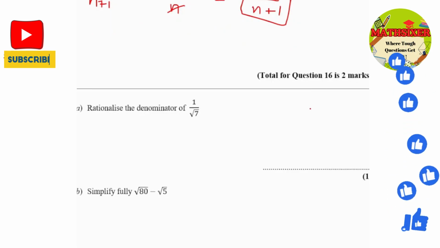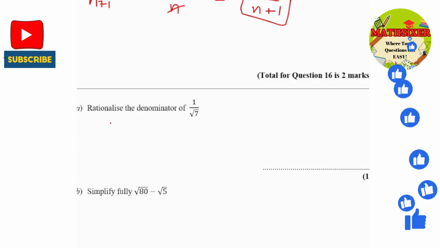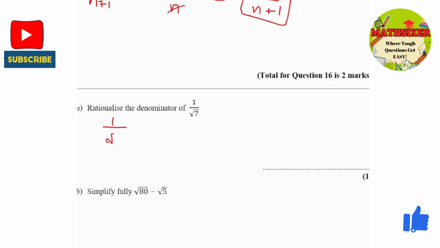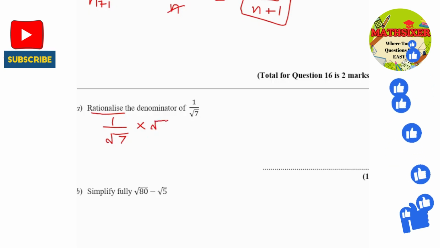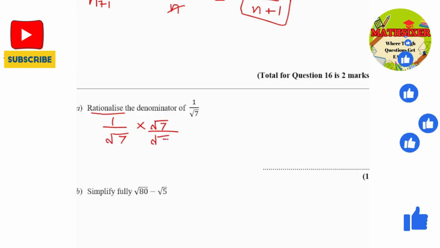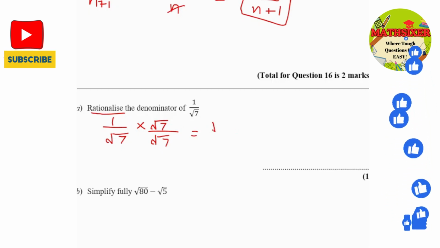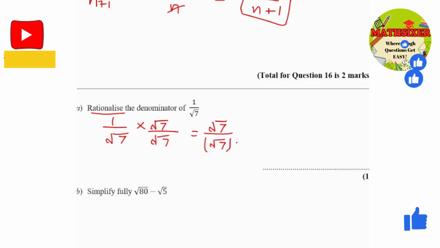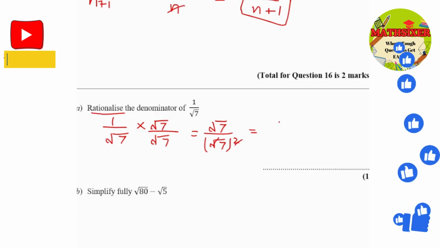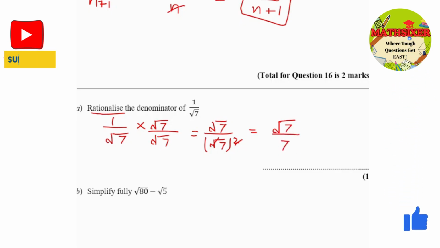It says rationalize the denominator of 1 over root 7. So if you need to rationalize it, you need to multiply it by root 7 and divide it by root 7. 1 times root 7 is going to give us root 7, and root 7 times root 7 is 7, because the square root cancels out. So we will get root 7 over 7, and it's only 1 mark.